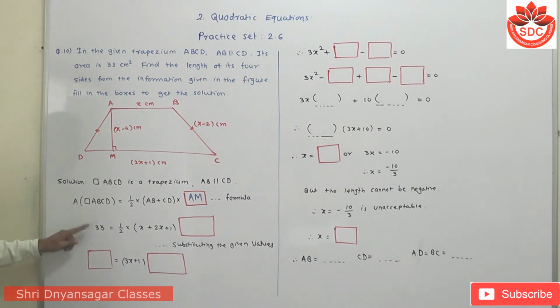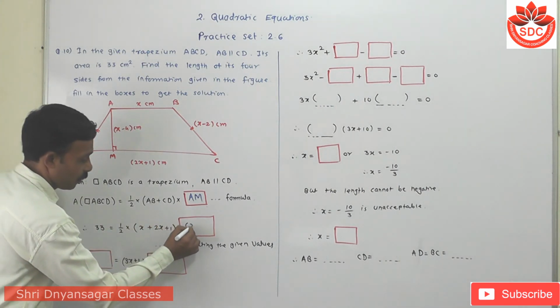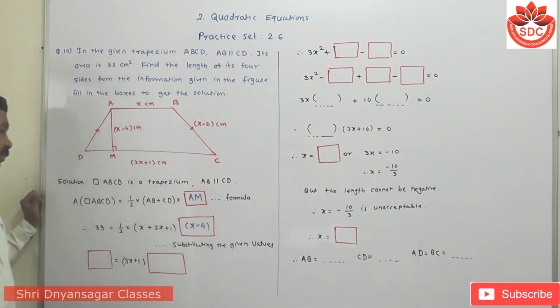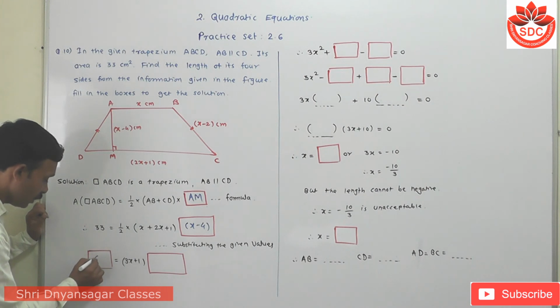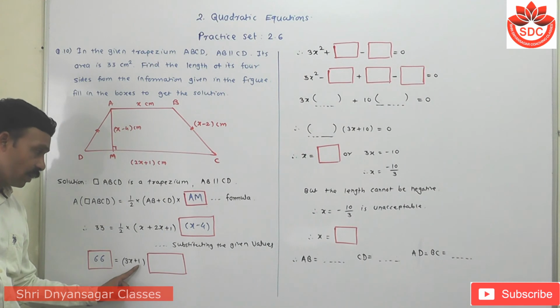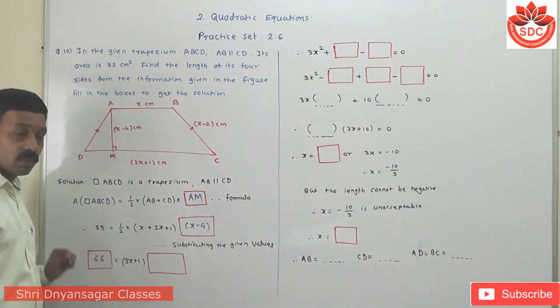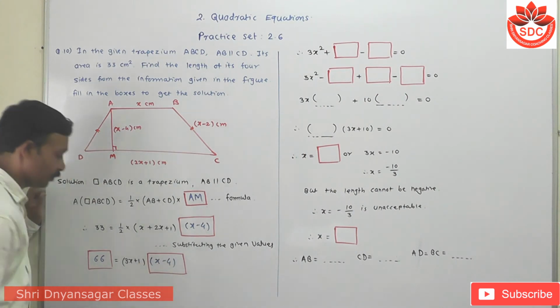Then this area becomes 33 is equal to half into AB, which is x, plus twice x plus 1, into AM, which is x minus 4. Substituting the given values. Then these two transpose to this side, we get 33 into 2, how much? 66. Then x plus twice x is thrice x plus 1, and here x minus 4 as it is, in bracket, multiplying it by x minus 4.